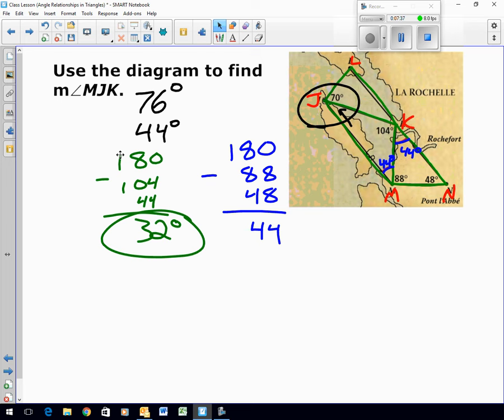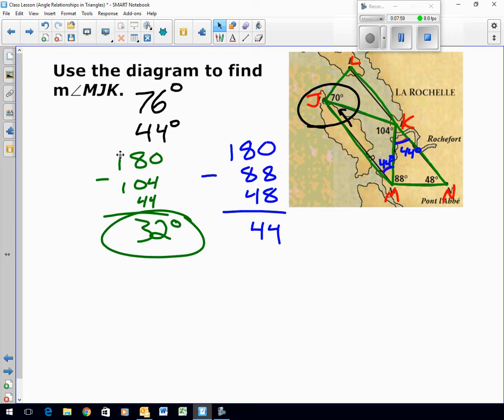Every triangle has a total of 180 degrees amongst the three angles. Okay? All I did here was figure out what those angles were. I was given that this one was 88 and this one was 48. I had to subtract 180 minus 88 and 48 to come up with 44.